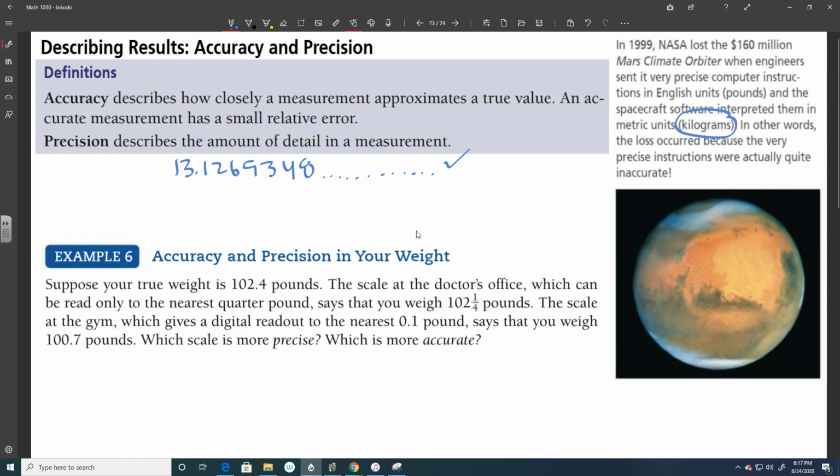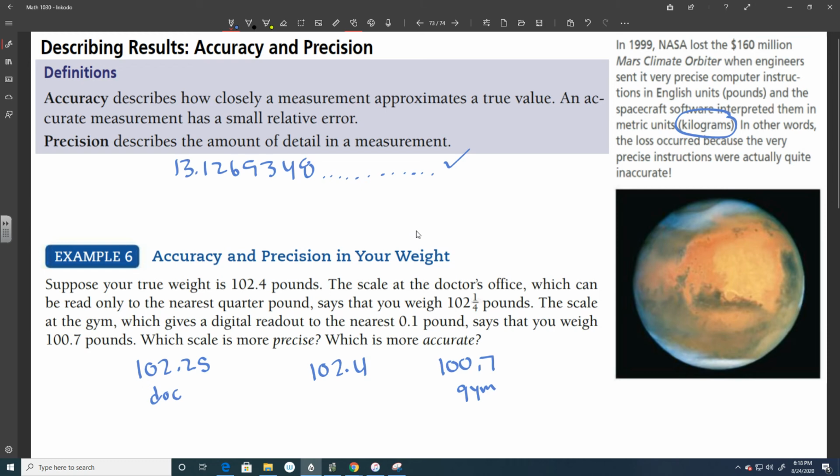So suppose your true weight is 102.4 pounds. The scale at the doctor's office can read to the nearest quarter pound. Okay, so you weigh 102.4. We just keep dropping weight like crazy. We're on keto. The doctor's scale weighs us at 102.25 pounds. So this is at the doctor's office. The scale at the gym weighs within 0.1 pound. So it says that you weigh 100.7 pounds. So this is at the gym.